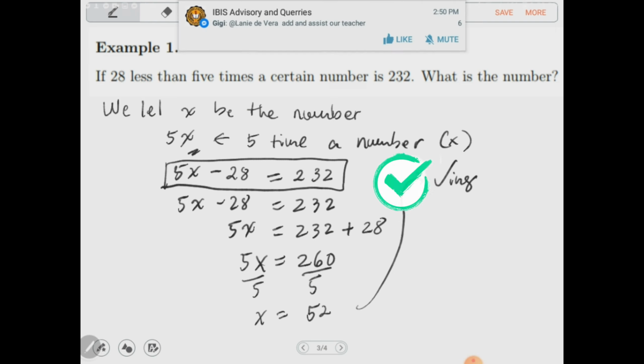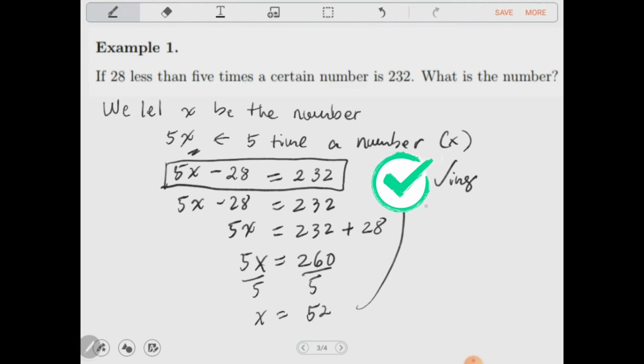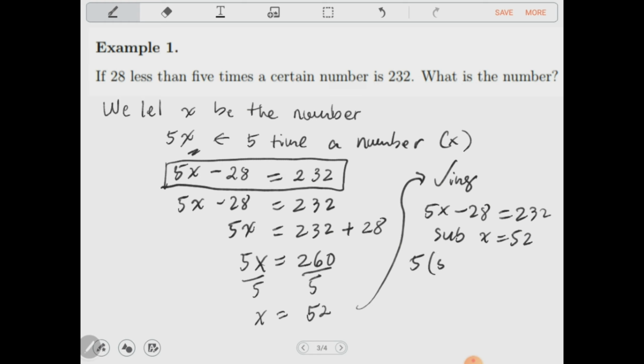So in checking, use the equation that you have. So we have 5x minus 28 equals 232. Then substitute the value of x, which is 52. We get the correct answer.